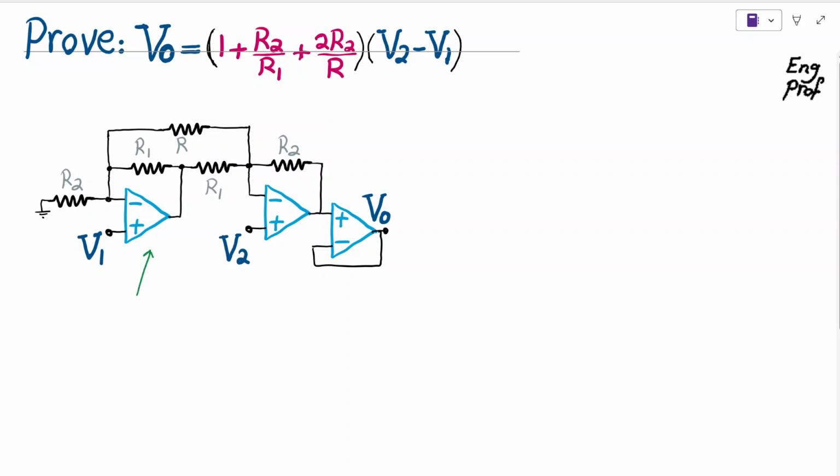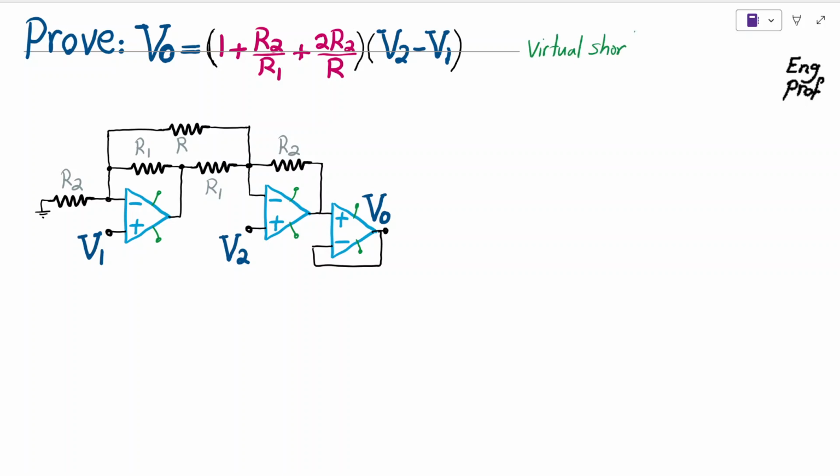We have three ideal op-amps, and we are making the assumption that they are properly biased. As you can see, all three of these op-amps are with negative feedback. So I'm making the assumption that they are properly biased so that all three op-amps are in the linear region of operation, not saturated. So virtual short is valid for the three op-amps.